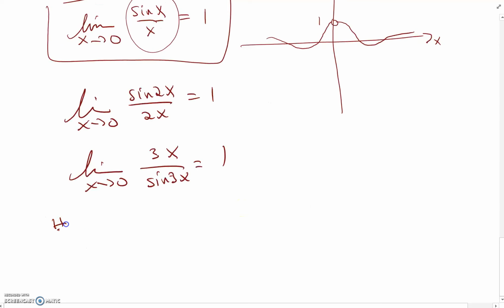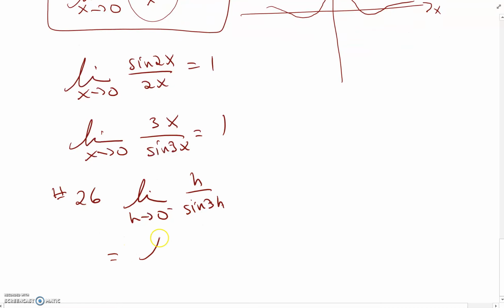So number 26. Get the limit as h goes to 0 from the left of h over sine 3h. And by the way, coming from the left, quite honestly, doesn't really matter. I probably won't even ask you one of those. So right now, we don't have a match. We need a 3h on top. So this is how you do it.